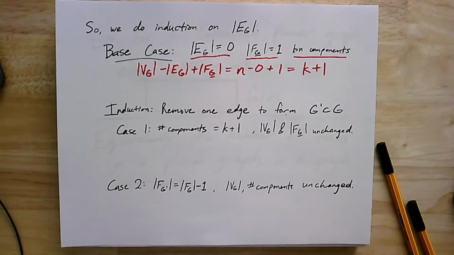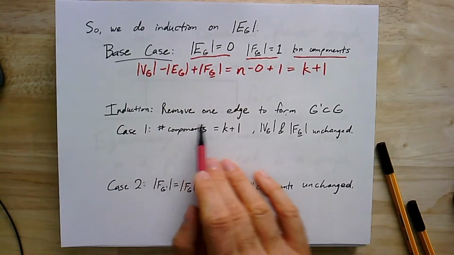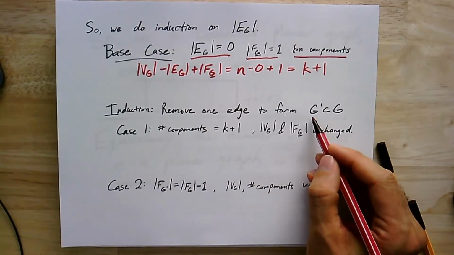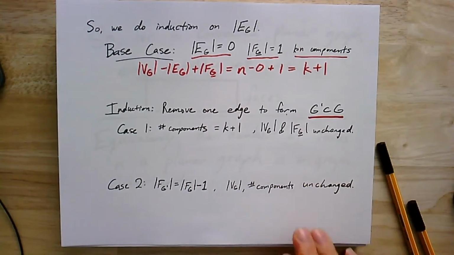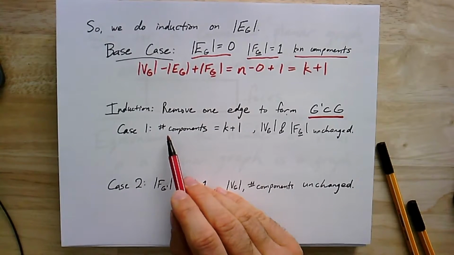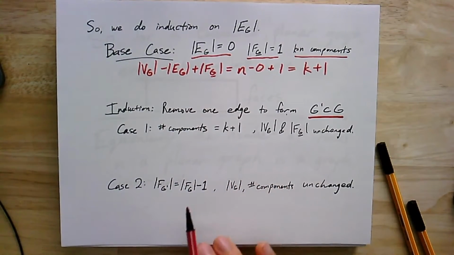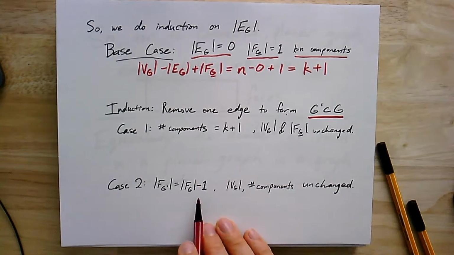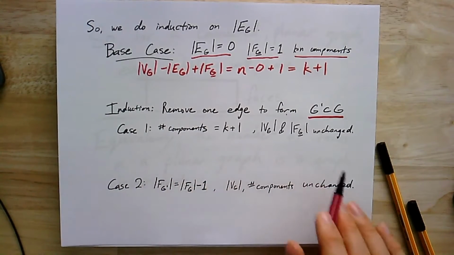And now we're going to go by induction. We're going to remove one edge. So now we have a subgraph, G prime, which is a subgraph of G. And there are two cases to consider. Remember, either the number of components is one more than it was before, or the number of faces is one less. Now, let's do them one at a time.